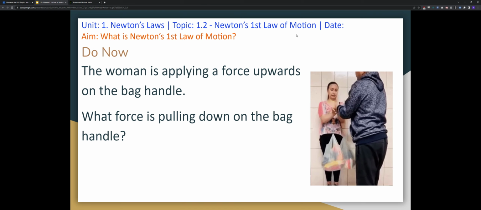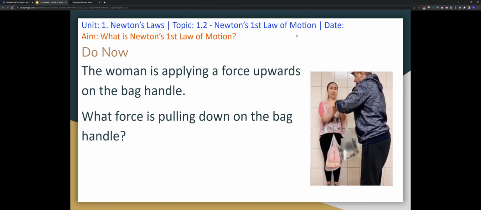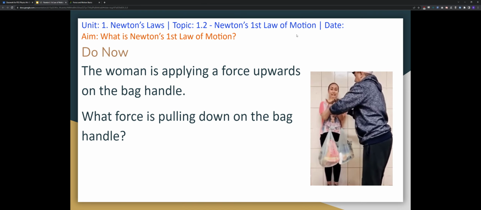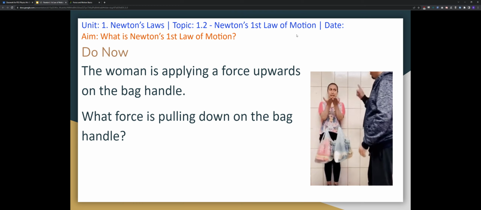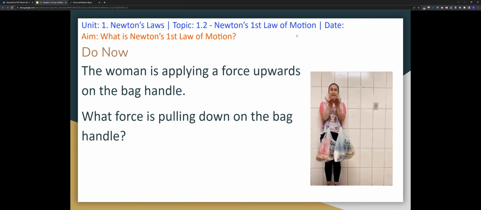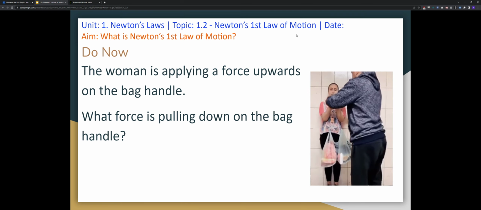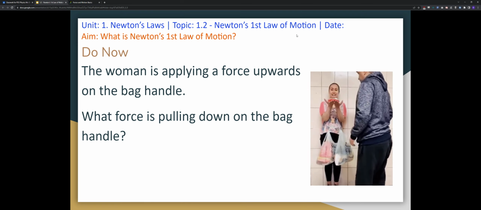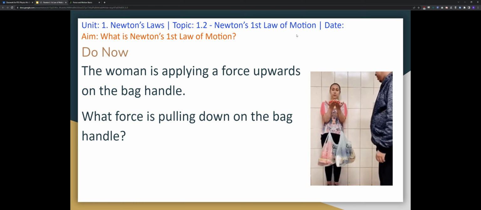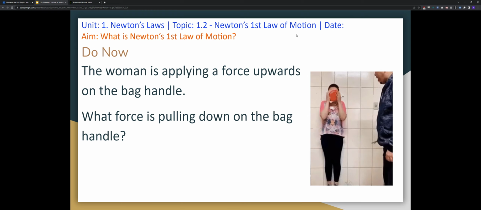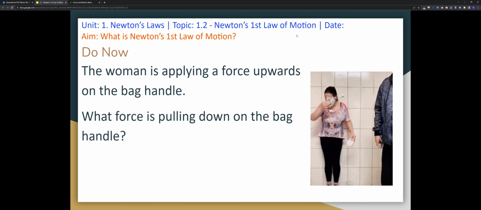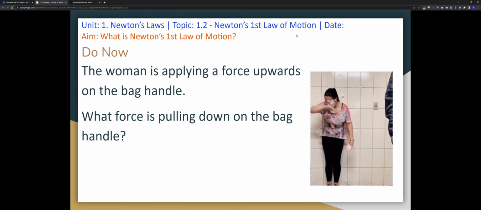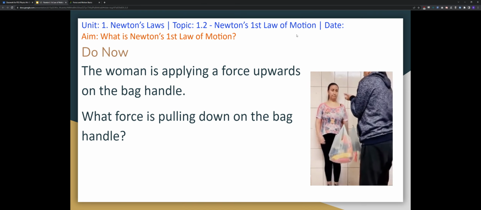So this man is giving this woman, she's holding two bags connected through a handle. You can't quite see it, but that handle is connecting both of those bags. The man proceeds to put a pie on top of her hands, and proceeds to cut it, and the pie goes to her face. And the question here is, what force is pulling down on the bag handle?